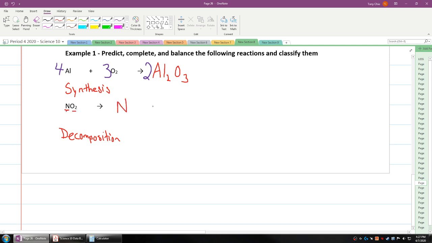Well, nitrogen and oxygen both are what we call diatomic molecules. Because they're diatomic, they exist in pairs in nature. They can only exist in pairs. So that's how we write this out.